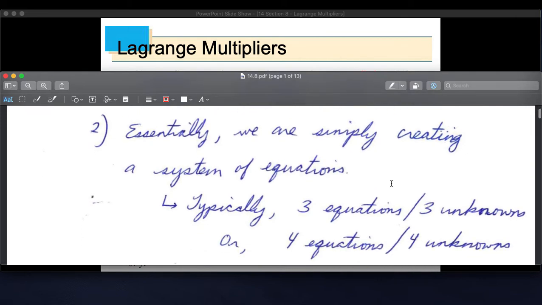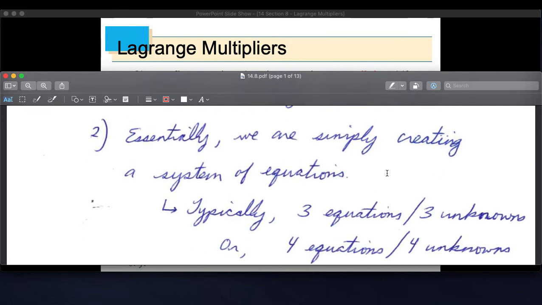Now, typically in this section, we're dealing with systems where you have either 3 equations, 3 unknowns, or 4 equations, 4 unknowns, and sometimes 5 equations and 5 unknowns. That's pretty much as high as we'll get, but keep that in the back of your mind as we're dealing with these. Lucky for you, I don't go past that, but Lagrange multipliers does go beyond 5 equations, 5 unknowns. It goes as much as you want. But lucky for you, we're sticking to, at most, 5 equations, 5 unknowns.